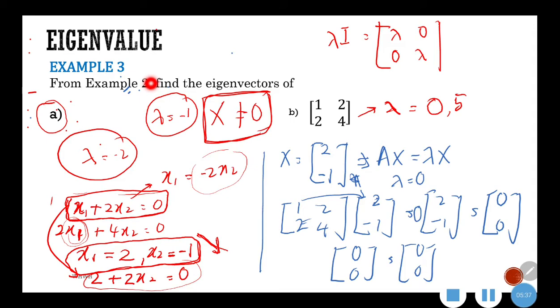So as before, I let x1 equals 2 and x2 equals -1. If I don't like that, I can also choose x1 equals -2. It's not wrong.